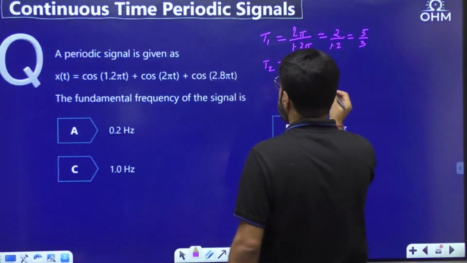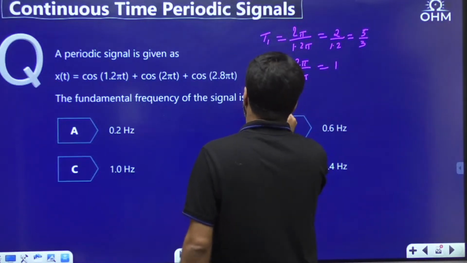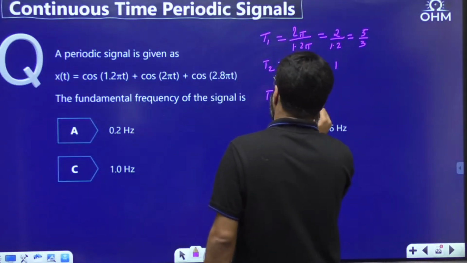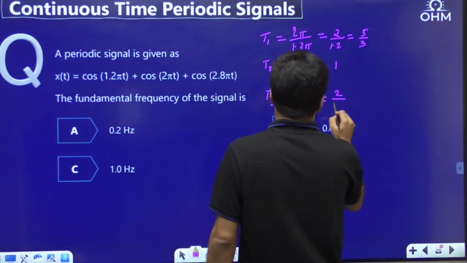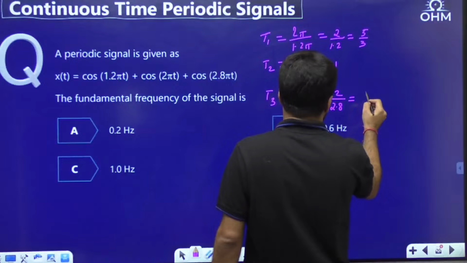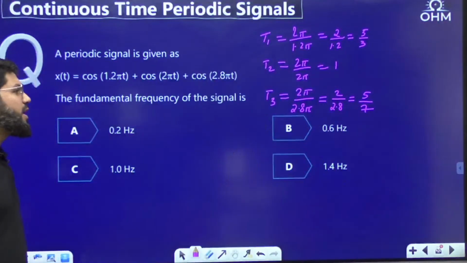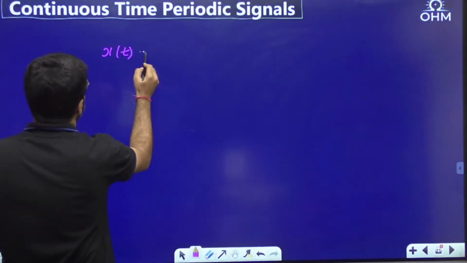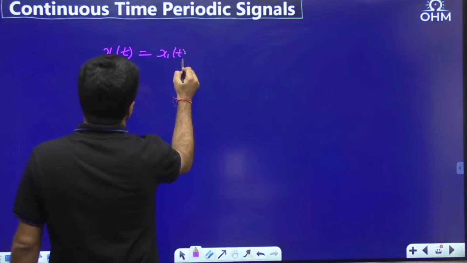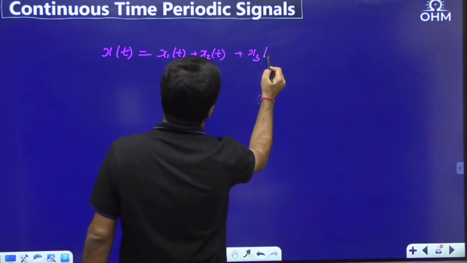Individually, every sinusoid is always periodic. So T2 is 2 pi upon 2 pi, and T3 is 2 pi upon 2.8 pi, which is 2 upon 2.8. Cancel again with 0.4, so this is 5 by 7. These are the individual time periods. Now let me write it like this: you have x(t), which is x1(t) plus x2(t) plus x3(t).